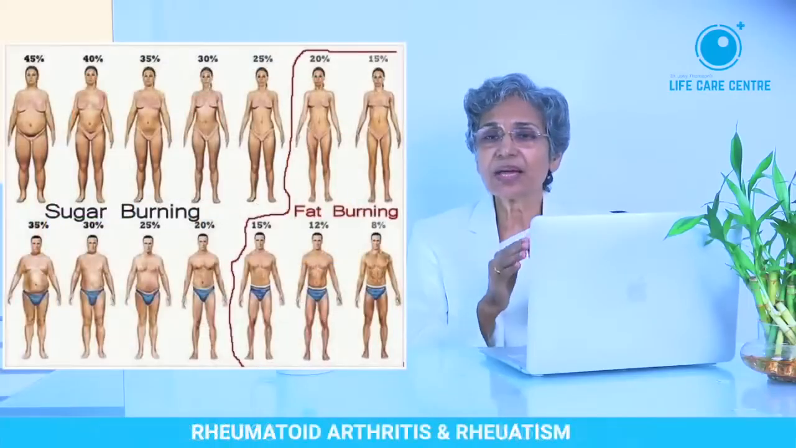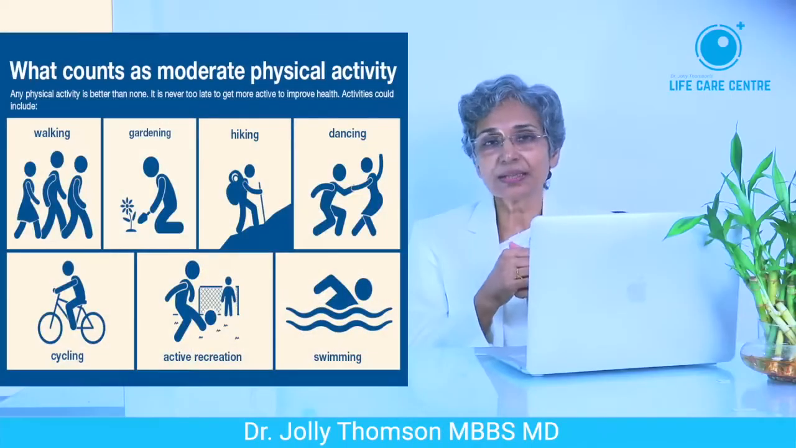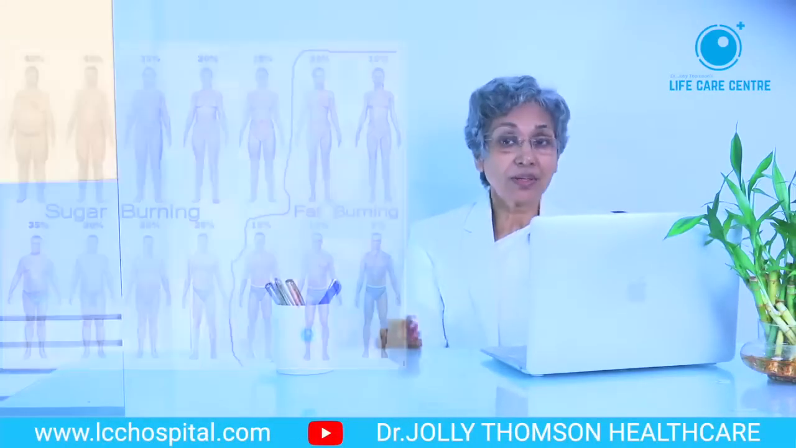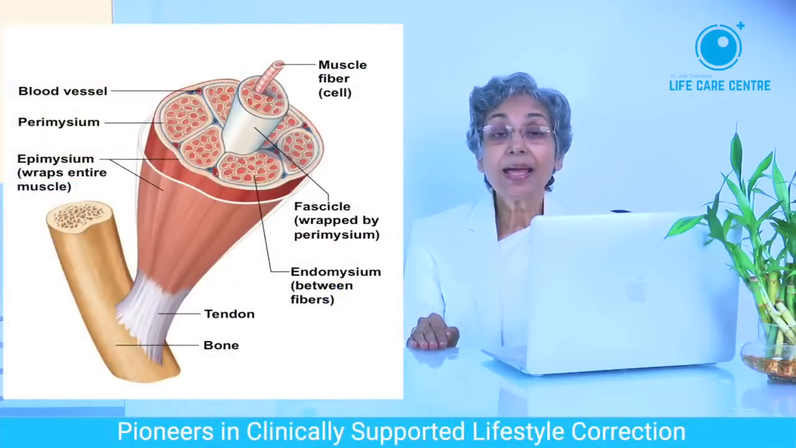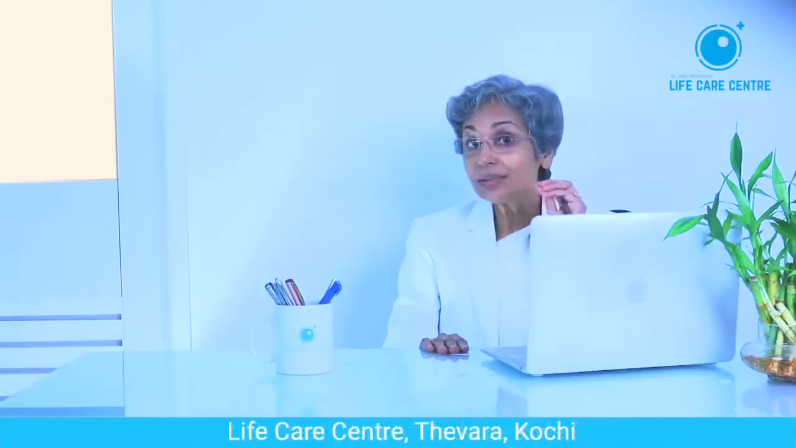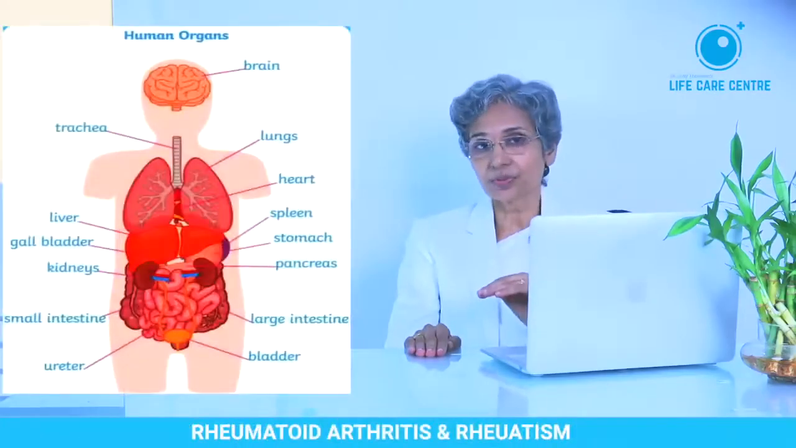Usually, these patients will have reduced muscle and bone because of the pain, so they are not doing much physical activity. The body fat will be high, and the muscle and bone mass will be reduced. Also, because of the disease and its progression, the kidney and the liver can be affected, and also because of the chronic medication. So we have to check all the organ functions also.